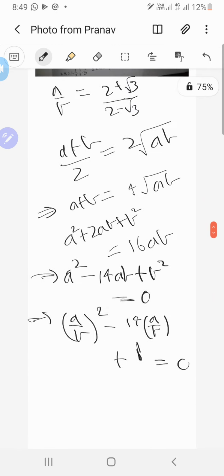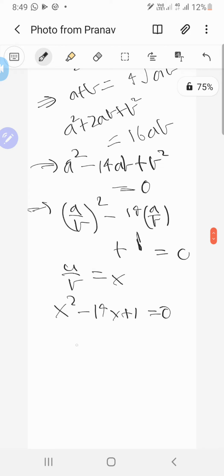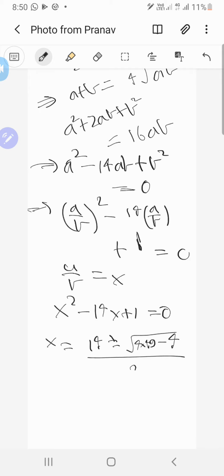Fine. So we have to find a upon b, right? Let's call this a upon b as x. So you have a quadratic equation, x squared minus 14x plus 1 equals 0. Let's just solve this using the formula. So x equals minus b, which is 14, plus minus the square root of b squared, 14 squared, minus 4, upon 2a, which is just 2 over here. Fine, this is going to be 7 plus minus the square root of, okay, that 2 gets cancelled because you can get that 4 out. 49 minus 1 is 48.